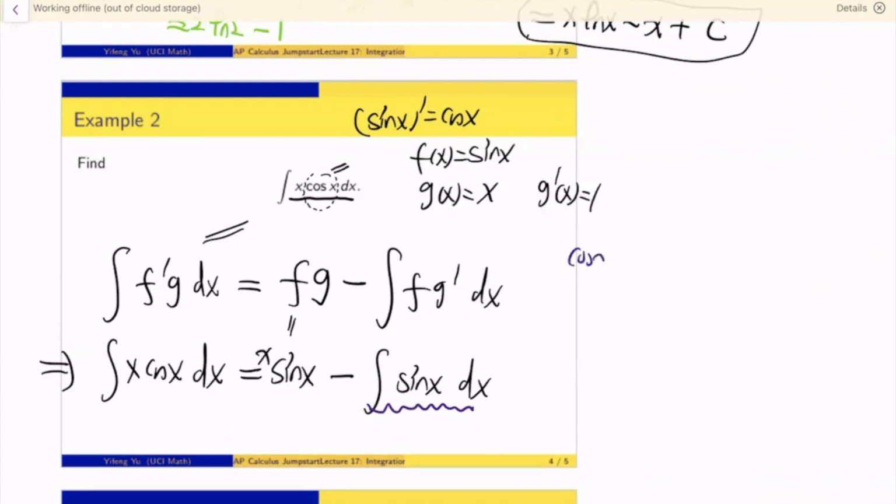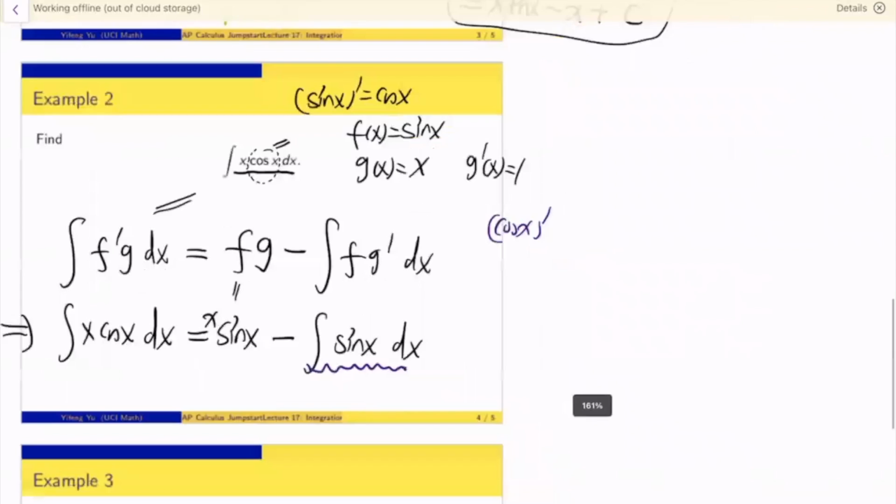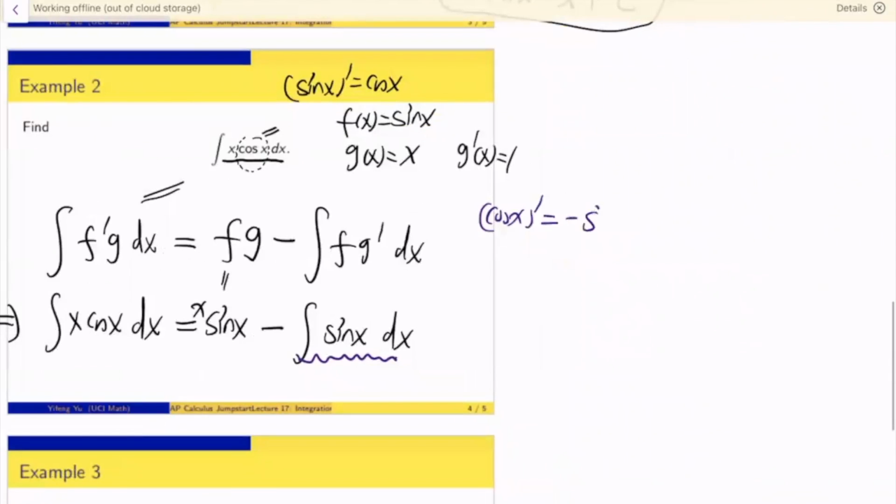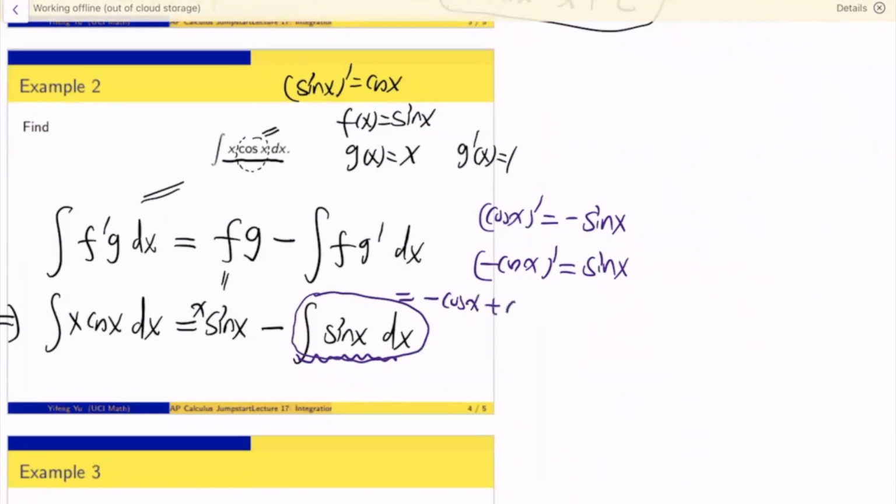Now let's recall that when you take the derivative of cosine x, this is negative sine x. So that means the derivative of negative cosine x is sine x. This tells us the antiderivative of sine x equals negative cosine x plus some constant, right? And then this equals x times sine x minus cosine x plus some constant.